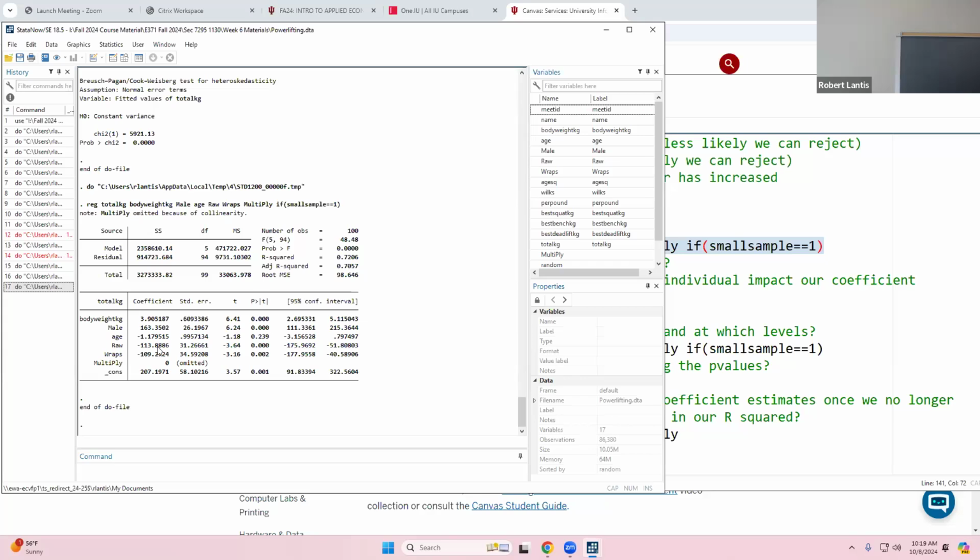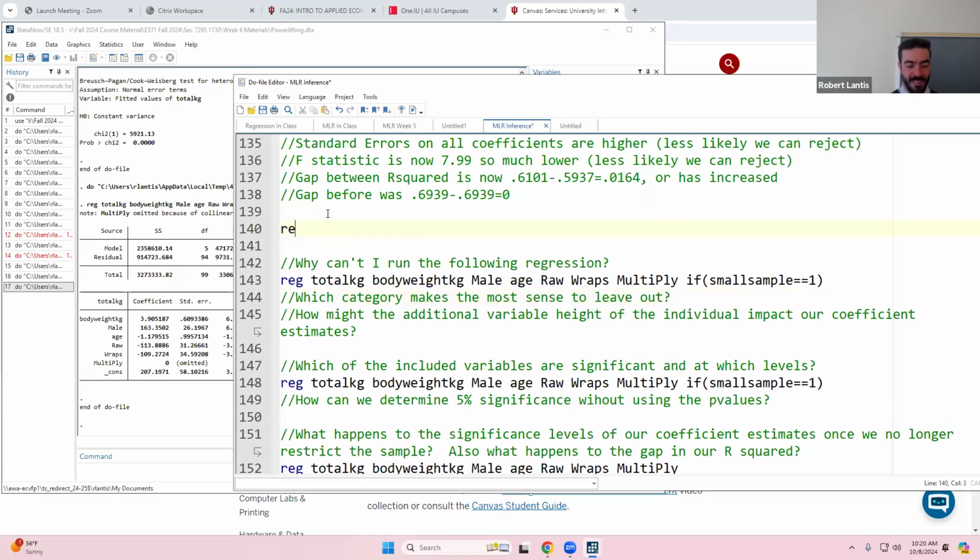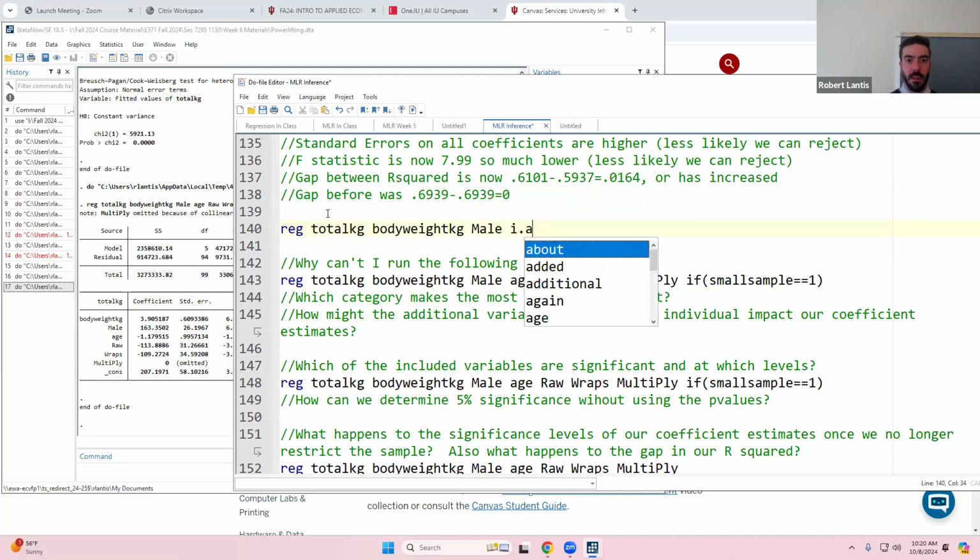Why is it the highest or lowest? I don't think it will always leave out the highest or lowest. In fact, let me try to do something here real quick. This might not like this, but we'll try. So let's say I do total kilograms, body weight kilograms, male.